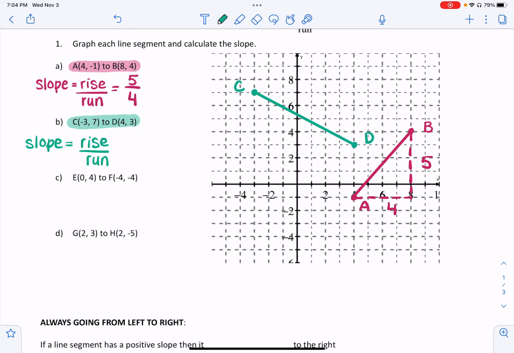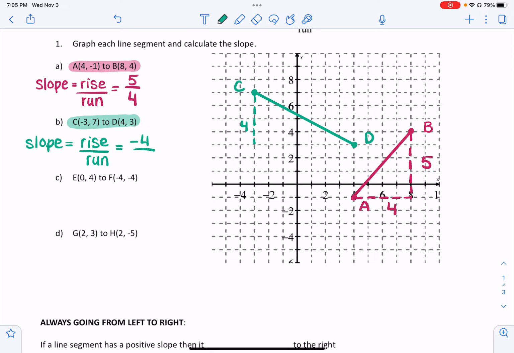So I'm going to look at my rise. Again, that is the vertical change between my 2 points. So I have 1, 2, 3, 4. Now you'll notice here that to get from C to D, I'm going downwards. That means I have a negative rise because it's going downwards to get to my next point. So my rise is -4.